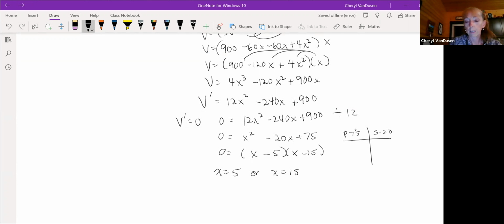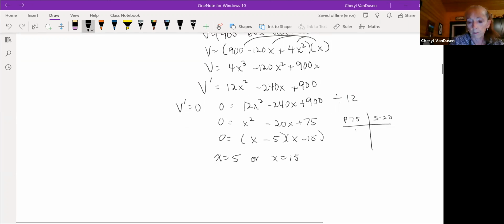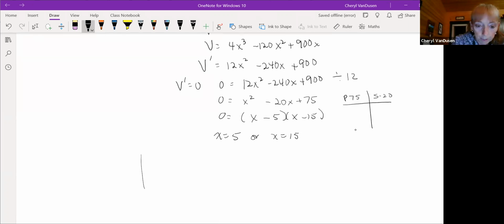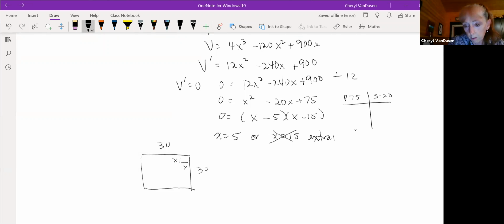Okay, now let's just remember the parameters. I know it's kind of gone out of sight. We had a piece of cardboard, or well, material, they said, that was 30 by 30. There's no way we could cut little corners out, right? These were the x's of 15. So this is an extraneous root because it doesn't make any sense for the question.